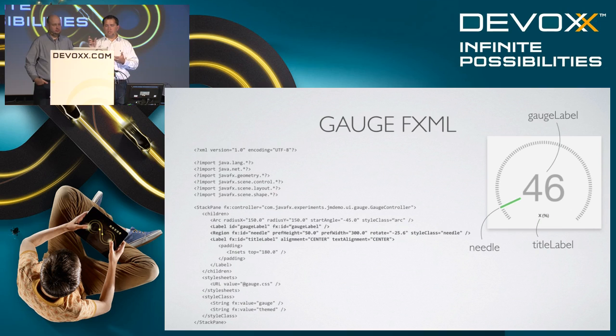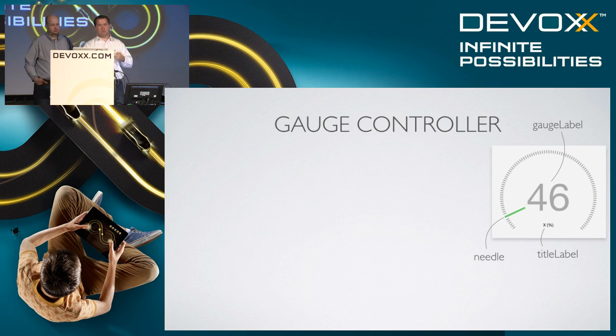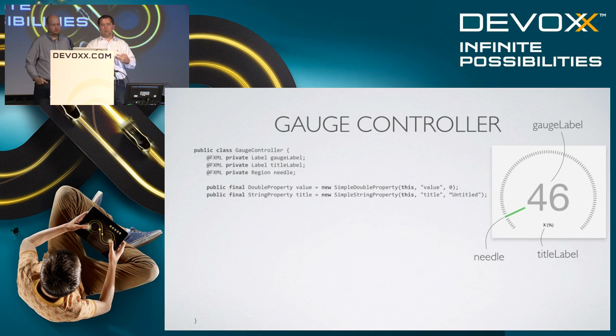And then we have a region, and it has an FX ID of needle, and we have a label with an FX ID of title label. So gauge label, needle, and title label. Those three names are significant, because in our controller, which is Java code, we are going to create three fields that represent those elements. They have exactly the same names, and they're annotated with FXML. During the loading of this FXML document, when it creates its associated controller, it will inject into the controller references to the actual UI elements. So we have our gauge label, title label, and needle accounted for in our controller.